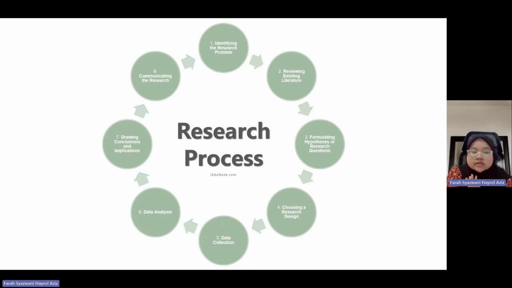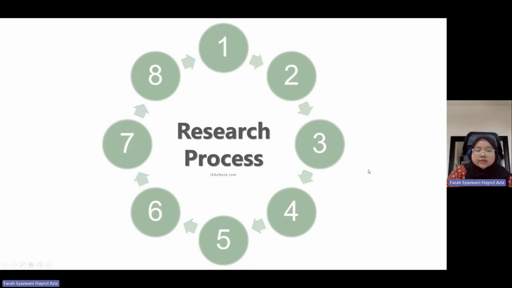From your analysis, you can already draw conclusions and know the implications of your research to society. And last but not least, at step number 8, the last step, you must communicate the research by doing a report. All right. I have prepared the next activity for you, which is for you to list down step number 1 until step number 8. Please make sure you answer this quiz before you move on to our next chapter.